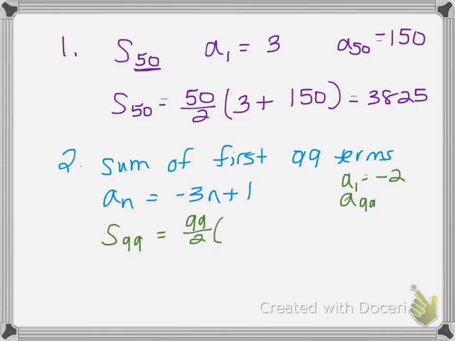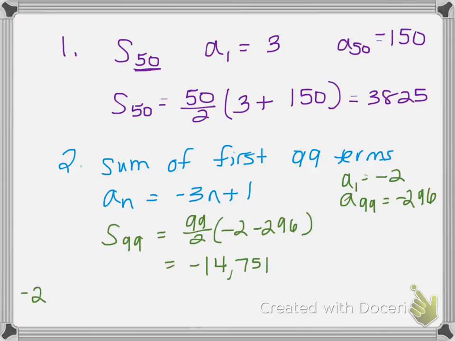AN would be A99 because I need the 99th term. So you just plug in 99 and get negative 296. Negative 3 times 99 plus 1. So then you would have A1 plus A99. And I got negative 14,751.